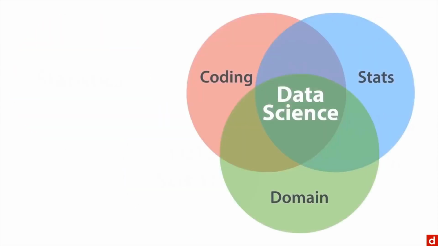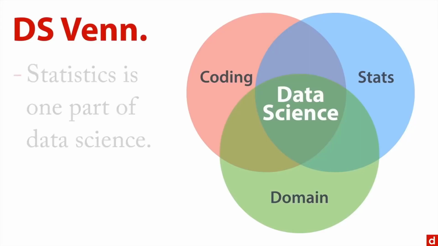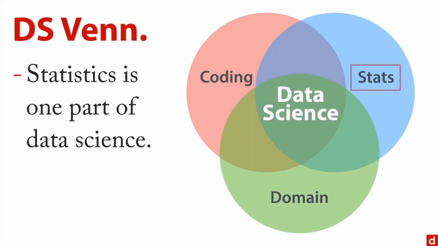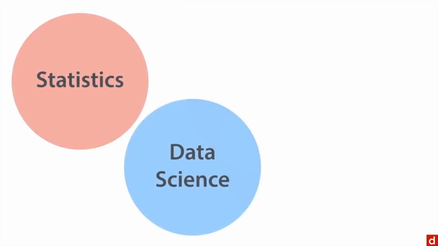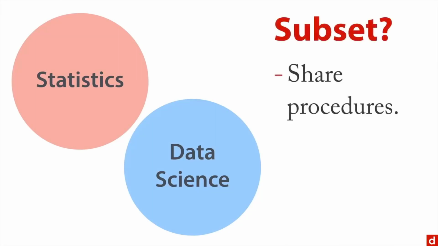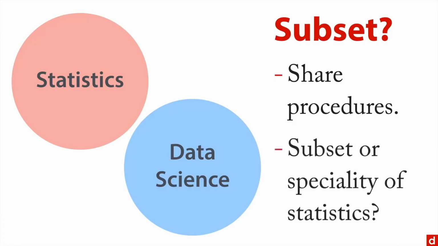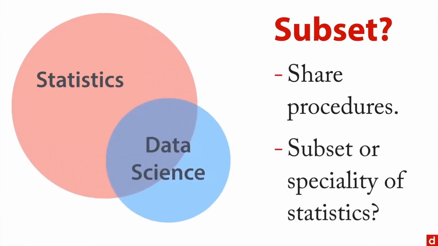And part of that is if we go back to the data science Venn diagram, statistics is one part of it. There it is in the top corner. So now what do we do? What's the relationship? It doesn't make sense to say these are totally separate areas. Maybe data science and statistics, because they share procedures, maybe data science is a subset or a specialty of statistics, more like this.